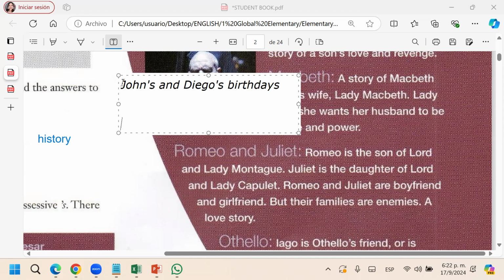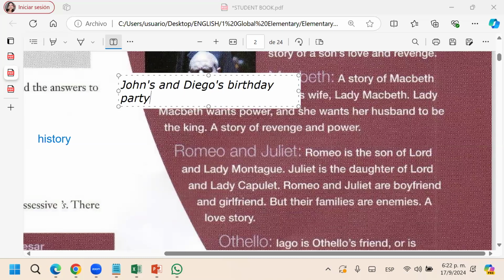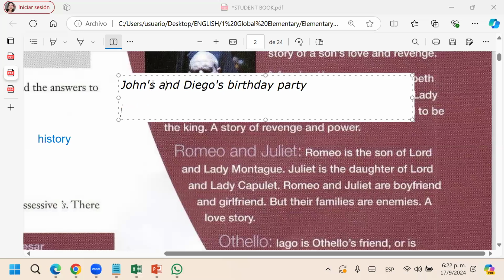O si ambos quieren celebrar la fiesta el mismo día, también. Es una sola fiesta. John's and Diego's birthday. One birthday for both. The same party. Birthday party. We can do it like this, or we can write it just for the last person, like this. John's and Diego's birthday party.